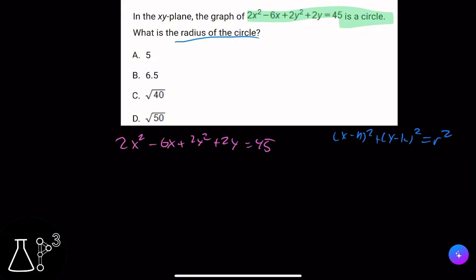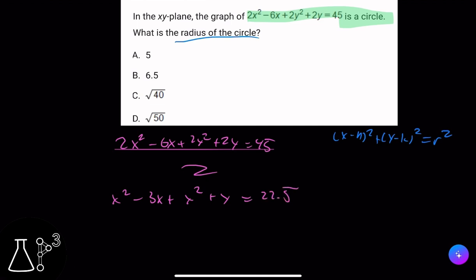What I would want to do now is divide everything by 2 in order to get x squared and y squared by themselves, so we can look for the completed square. Because there's a 2 on both x squared and y squared, we can now complete the square, like we did in one of the previous problems. So what we want to do is divide everything by 2. I would get x squared minus 3x plus y squared plus y, which equals 22.5.